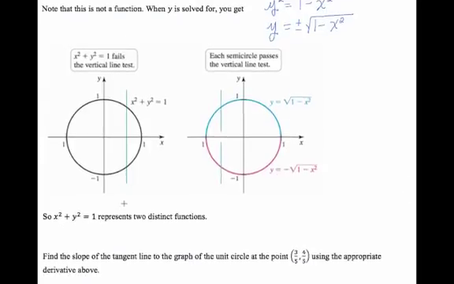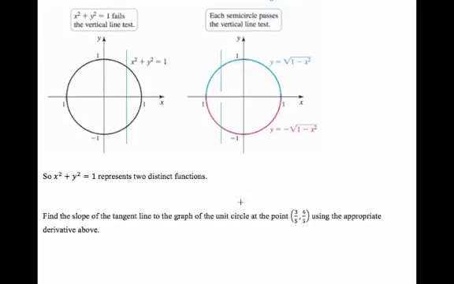So if we want to find the slope of the tangent line to the graph of the unit circle at the point 3/5, 4/5, we first have to figure out which function that's on. I'm going to estimate and sketch it in here. 3/5 is maybe right about there, maybe 4/5, right about in there. So we want to find the slope of that tangent line. So first we had to solve for y. We're on the upper half of the circle there, so y equals the positive square root of 1 minus x squared.